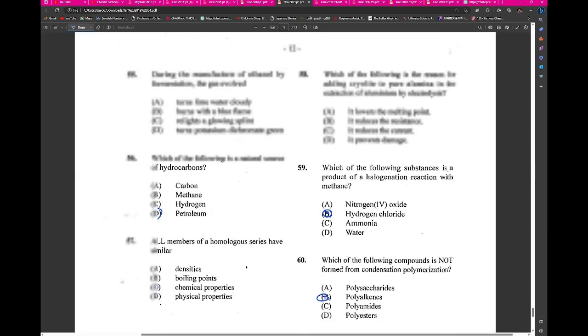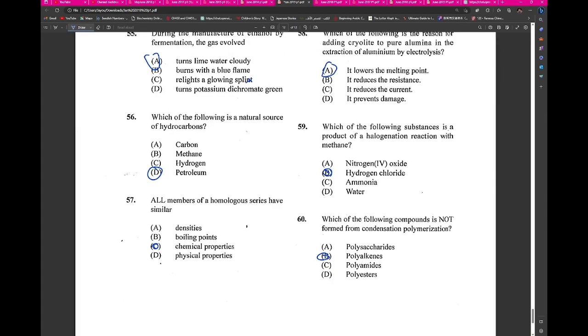Alright, so that is it for the January 2019 paper 1 chemistry CSEC.